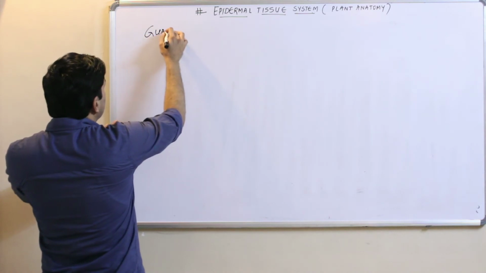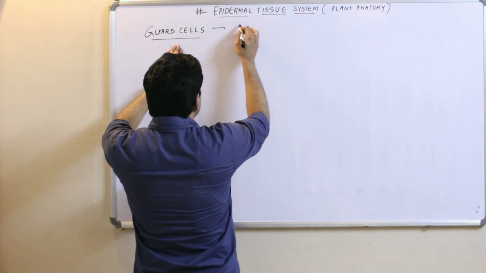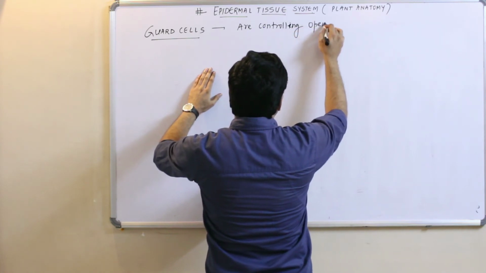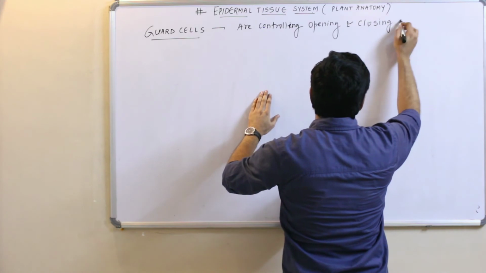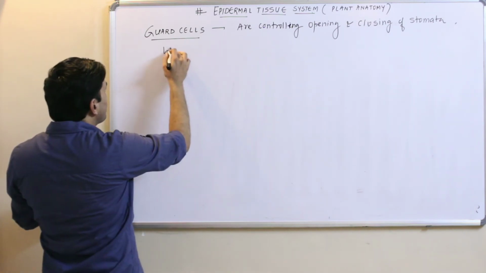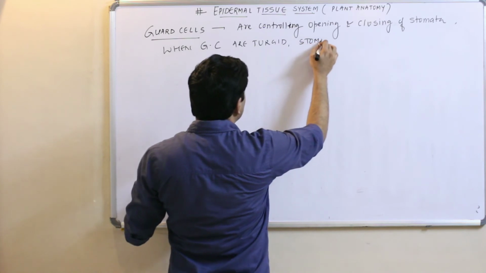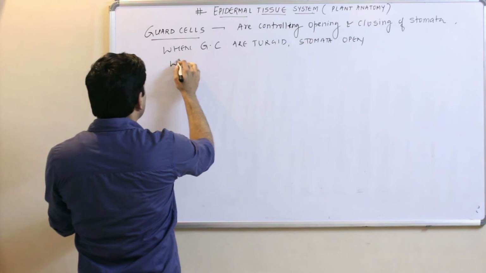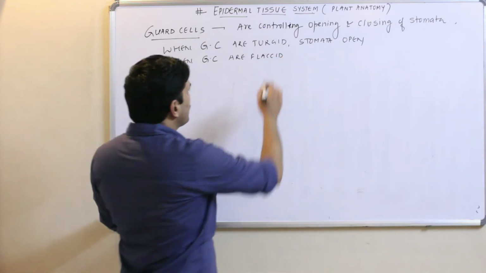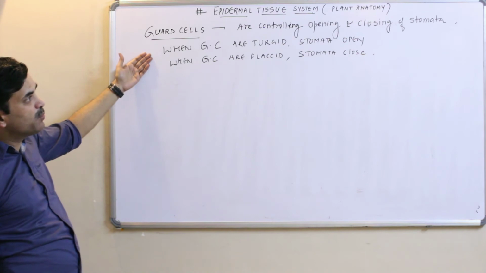Now let's talk about the guard cells. As the name indicates, guard cells are controlling the opening and closing of stomata, hence called guard cells. When guard cells are turgid, stomata open, and when guard cells are flaccid, means when they lose water, what is happening? Stomata close. So they are controlling opening and closing of stomata.